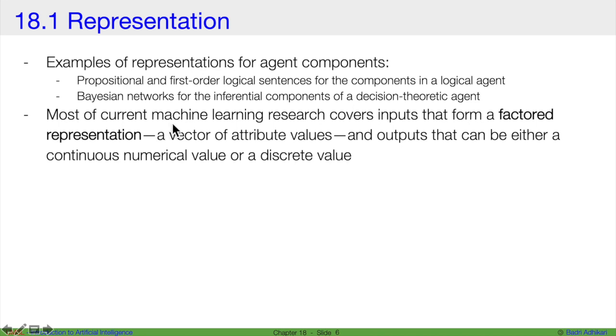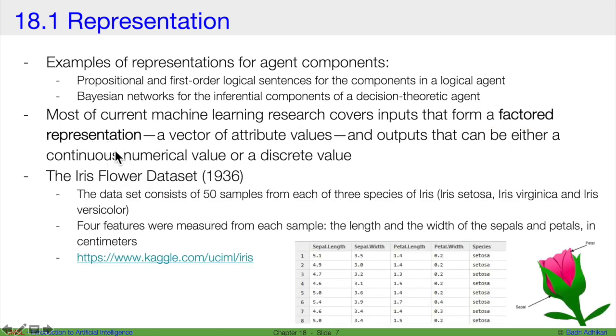However, most of the current machine learning research covers inputs in a form that is a factored representation, basically a vector of attribute values. And the outputs can either be a continuous or a numerical value. Here's an example of such a factored representation dataset. The iris flower dataset was curated long back, but it is even now very frequently used to understand how machine learning works, how AI works, and so on. This is a very small dataset, and this is how the dataset looks.